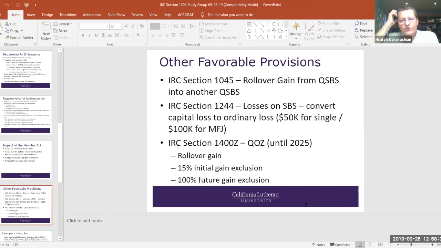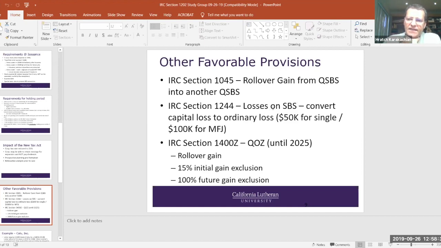There's also another beneficial provision, section 1244. It's very minor, and for that reason it's rarely used. The benefit is the following, and it's a little bit different. It's not a QSBS, but the acronym is SBS, small business stock.